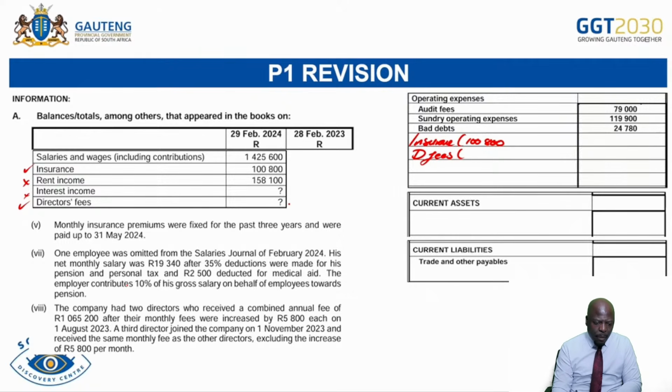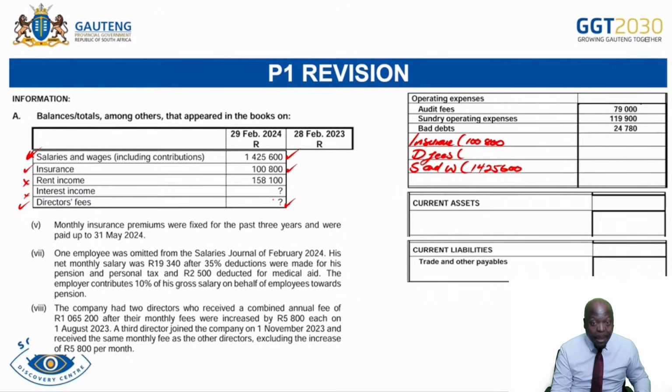Okay. And then we also have salaries and wages. Someone was saying, Mr. Simbi, you skipped salaries and wages. There it is. Salaries and wages. That is 1,425,600. So I have these three amounts. Salaries and wages. I have my insurance. I have my director's fees. These are the three adjustments. Let's see if we can crack these ones. What do we start with?